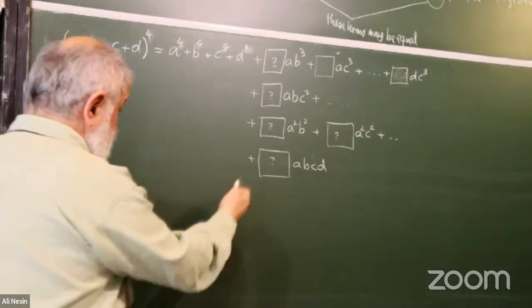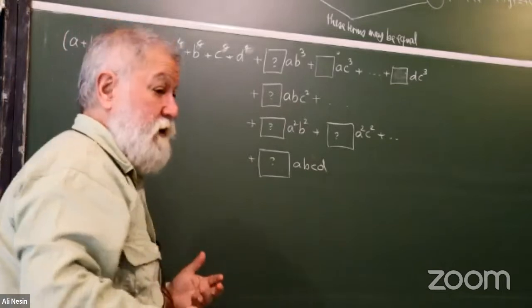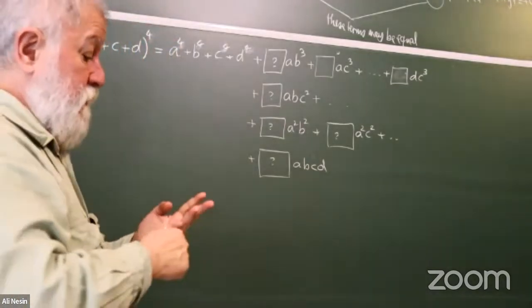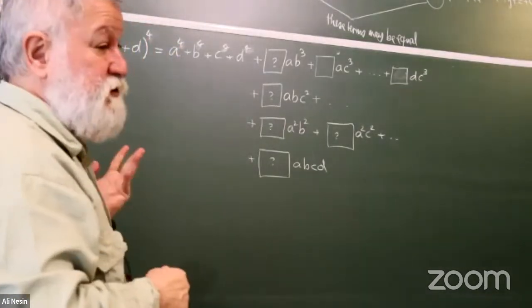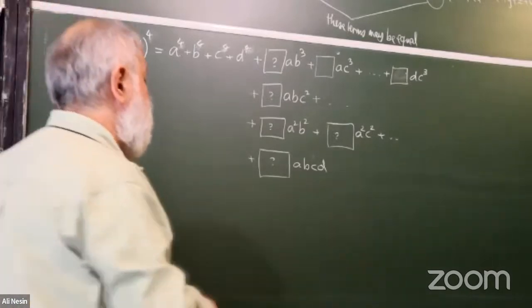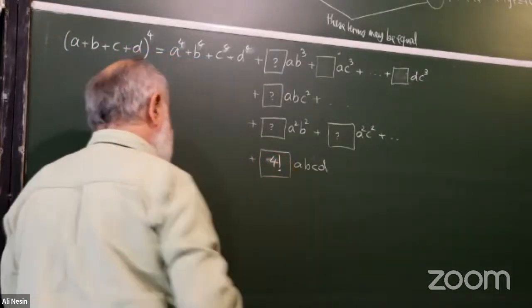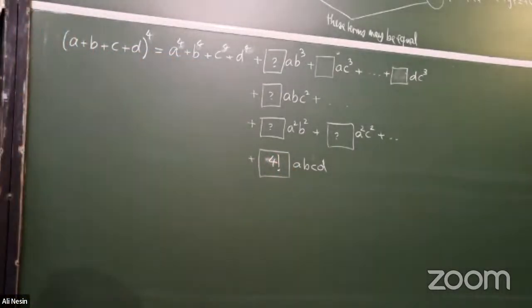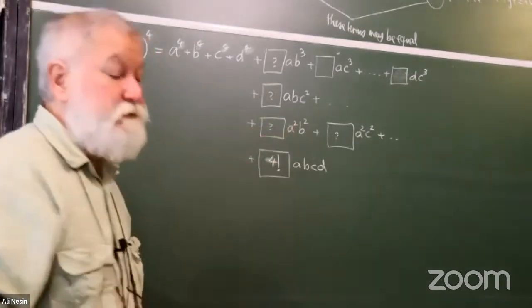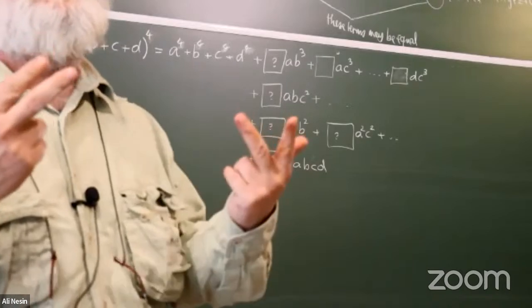So what is this? You have 4 parentheses. You have to choose distinct letters from each. From the first parenthesis, you have 4 choices, and then 3, then 2, then 1. So here it's 4 factorial. This is easy. What about here? a squared b squared. You have to choose 2 a's and 2 b's.